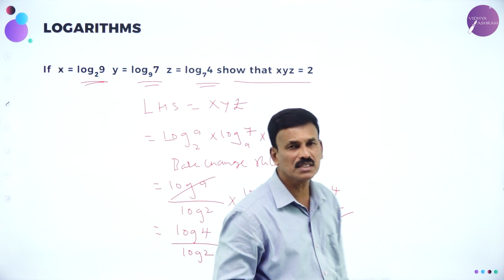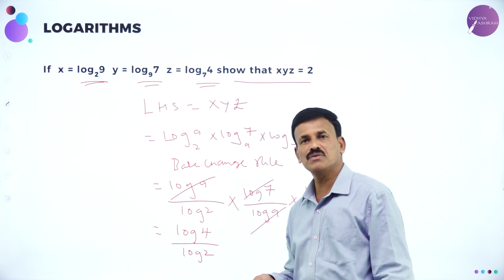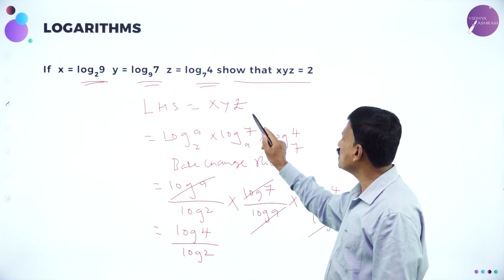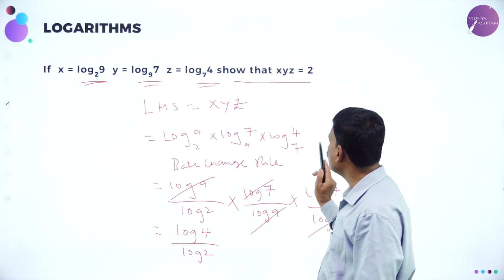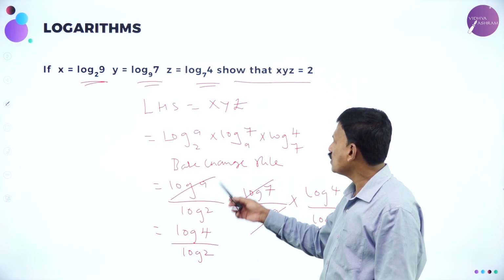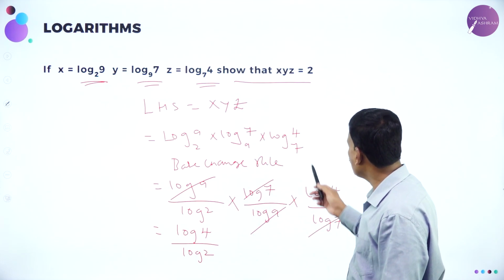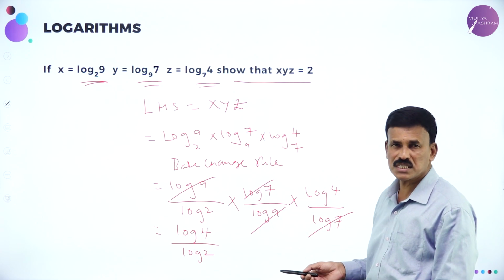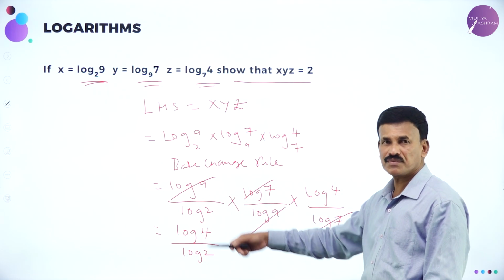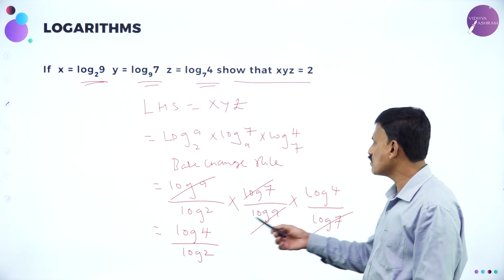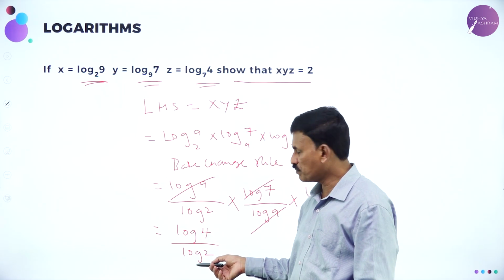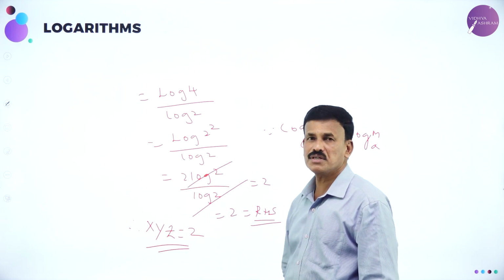Substitute the values of x, y, z and just apply the base change rule. You will get the solution. x is log 9 to base 2, y is log 7 to base 9 and z is equal to log 4 to base 7. Changing the base to any constant, we get logarithm of 9 by log 2, logarithm of 7 by log 9, logarithm of 4 by log 7. Cancel the terms which get cancelled. Log 7 gets cancelled. Logarithm of 9 and logarithm of 9 get cancelled. What is left over in the numerator is log 4, and in the denominator it is log 2. So logarithm of 4 divided by log 2.